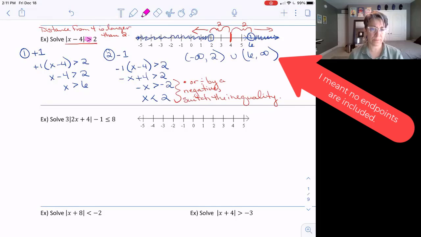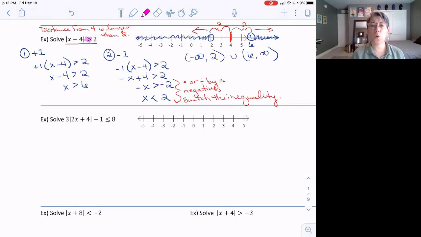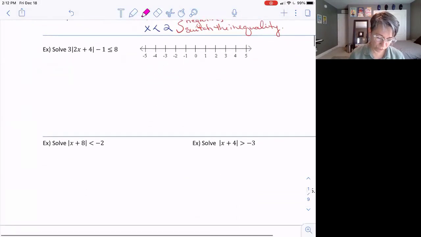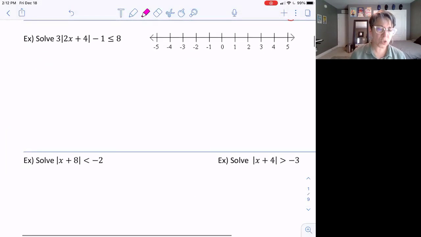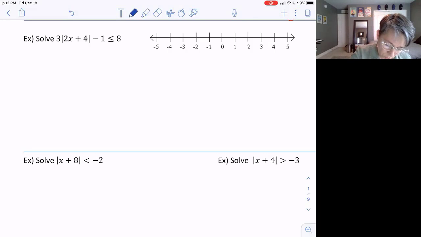Everything is in parentheses. Now, not all absolute value equations and inequalities are going to be like this. We may have to do a little more manipulation. So let's take a look at example 2 here, where we're solving 3 times the absolute value of 2x plus 4, that quantity, minus 1 less than or equal to 8. Before we can do our 2 options, we must isolate that absolute value. So let's add 1 to both sides.